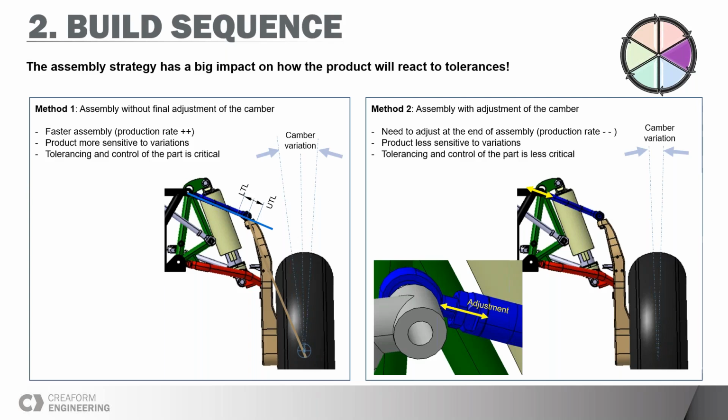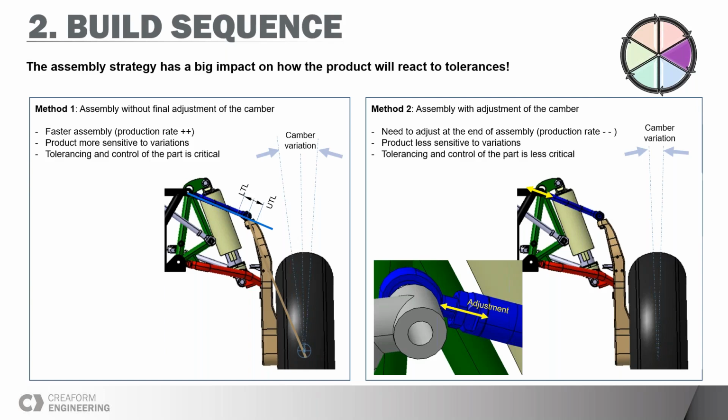For example, here we have two different scenarios on the screen. One of them where we don't have any adjustment possible on the blue parts, and one where we do. If we look at the first scenario, this might improve our production rate since we don't have to implement an additional station to adjust everything. You install the part and everything should align together nicely and by itself. But on the other side, the product will be a lot more sensitive to variation. The tolerancing on the part might become more critical, and it might even drive the cost of the parts up a little bit.